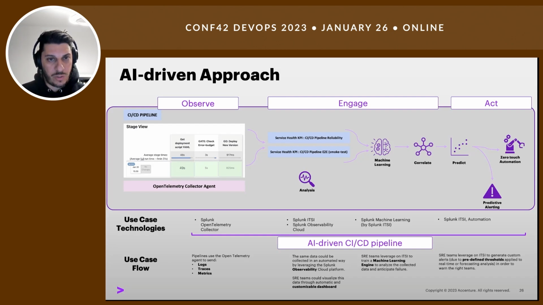Then we move on to the correlation and prediction. Correlation and prediction will try to understand if there will be a disruption and to predict the service healthiness of the next half an hour. Then this will land on predictive alerting. So we are sending an alert before something happens, or in zero-touch operation or zero-touch automation. In this case, we will have self-healing, or scripts will run automatically to fix the CI/CD pipeline and platform. In this case, we can also increase the performance. We can increase the resources that we have in our CI/CD platform to prevent any disruption that can happen.